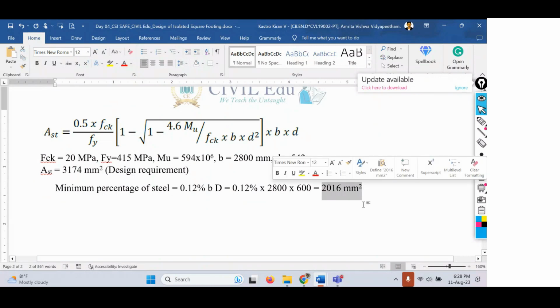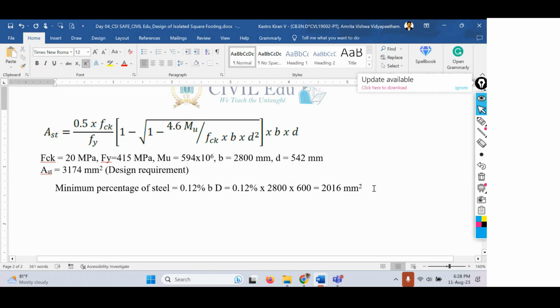In order to ensure the safety condition, now let us provide the reinforcement based upon the diameter of bars we have considered. So what is the diameter of bar we have considered?